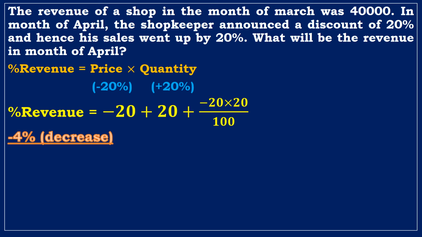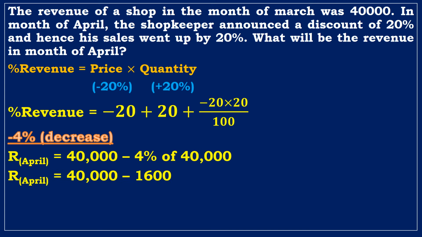The revenue for the month of April is 40,000 minus 4% of 40,000. This gives 40,000 minus 1,600. Results in 38,400.